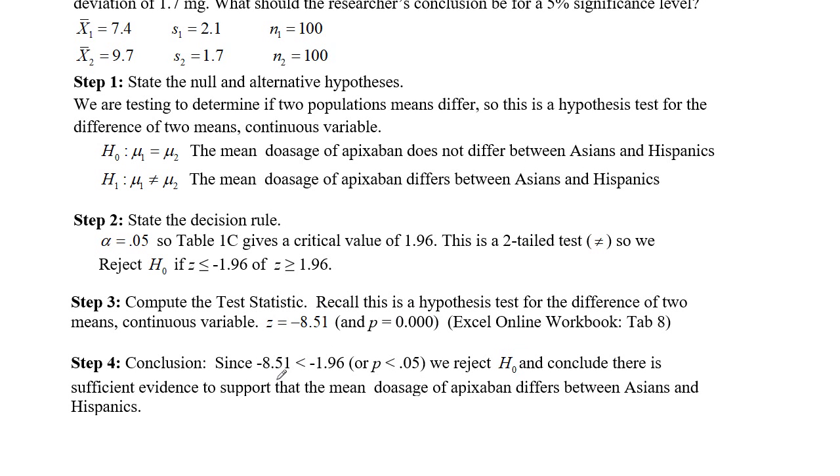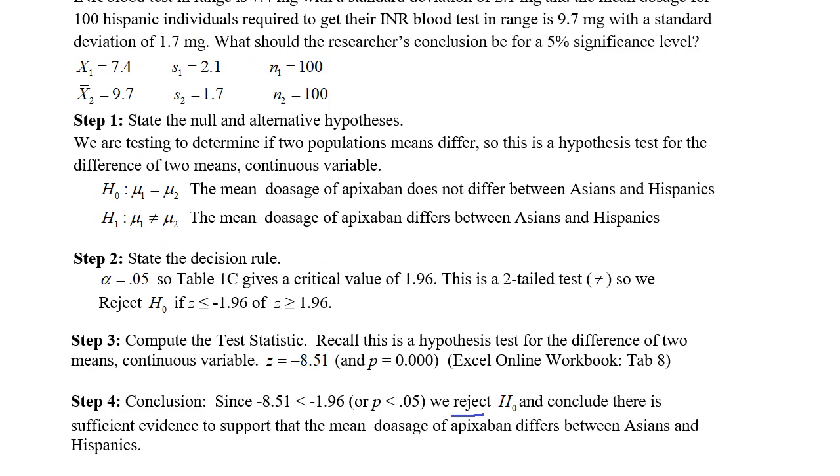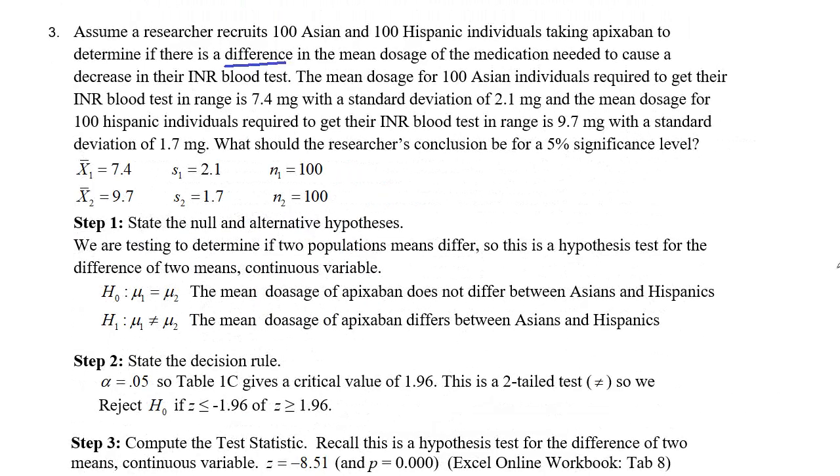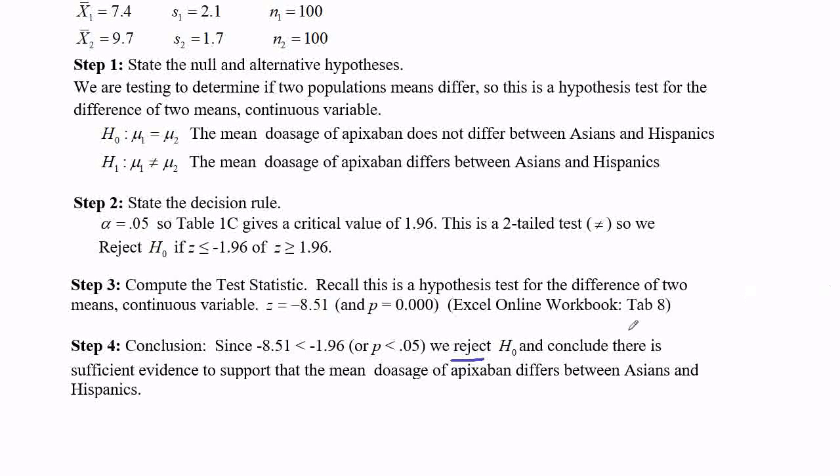And then our conclusion, well, that negative 8.51, that's less than negative 1.96, or our p-value is certainly less than 0.05, so we're going to reject the null hypothesis. So we conclude there is sufficient evidence to accept the alternative hypothesis, which is saying the means are not equal. So that means that the mean dosage of the drug differs between Asians and Hispanics.